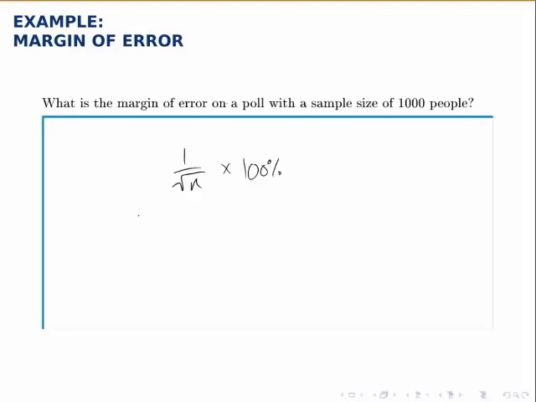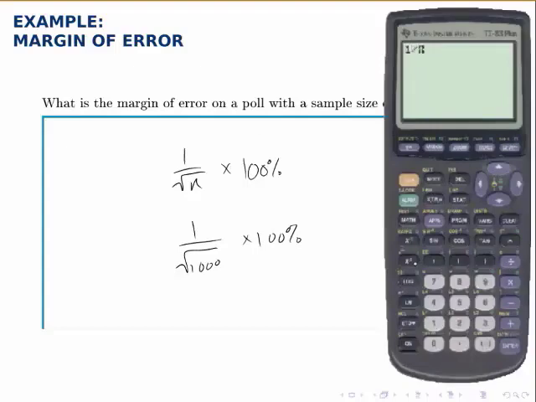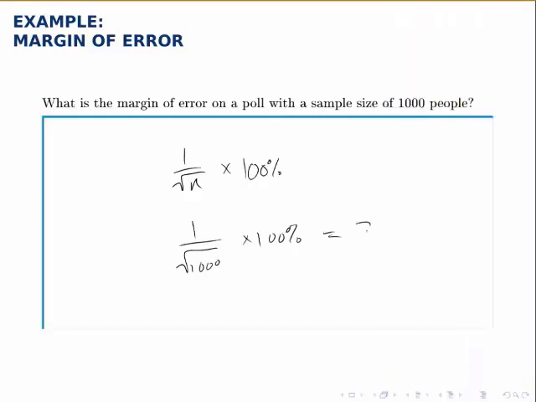In this example, n is 1,000, so the margin of error is 1 divided by the square root of 1,000 times 100%. 1 divided by the square root of 1,000 is 0.0316, etc. And by multiplying by 100%, or converting to a percentage, that gives us 3.16% approximately. It's fairly common for a poll to have a margin of error of around 3%, and when you see that, you can tell that the sample size is around 1,000 people.